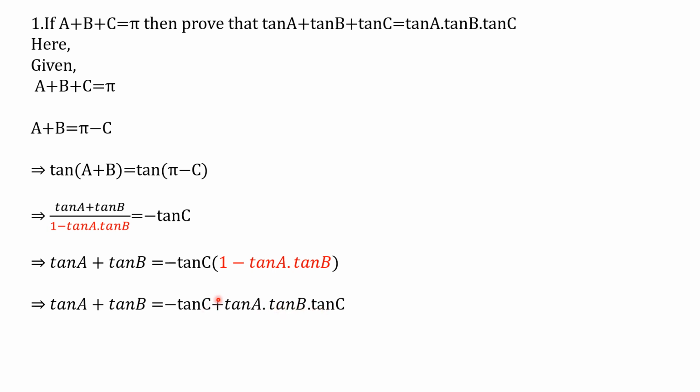Thereafter in the next line, we'll bring this minus tan c to the left hand side. So we'll get tan a plus tan b plus tan c is equal to tan a into tan b into tan c, which is our required thing to be proved. Hence proved. I hope this is clear to you.